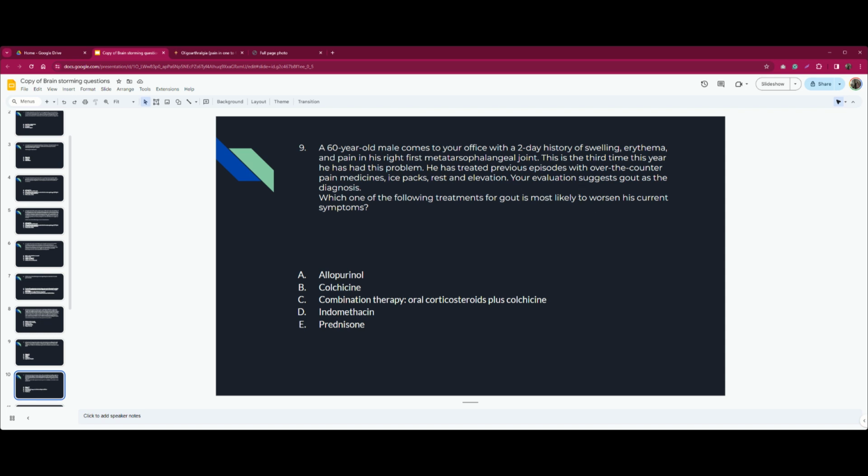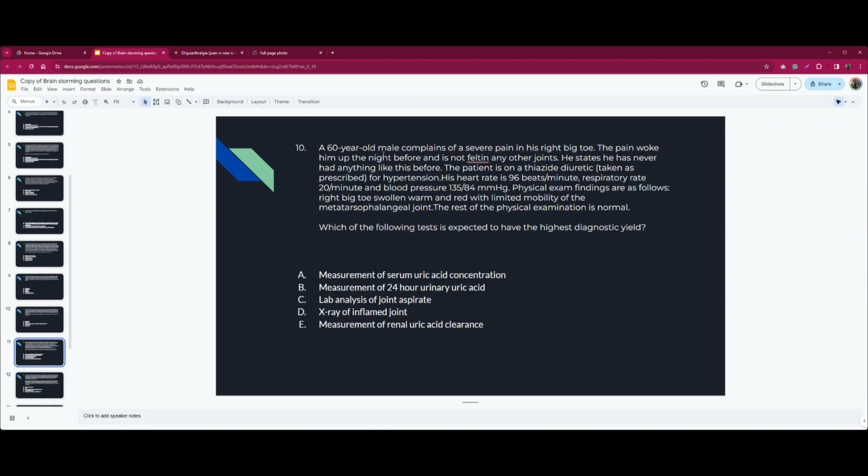Now, gout is the diagnosis on your evaluation. So which of the following treatments for gout is most likely for this patient to stop his symptoms from worsening? Is it allopurinol, colchicine combination therapy, oral corticosteroids plus colchicine, indomethacin, or prednisone?